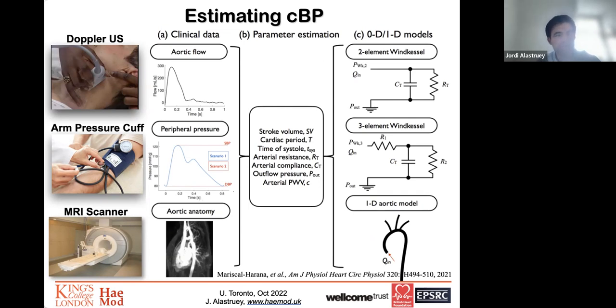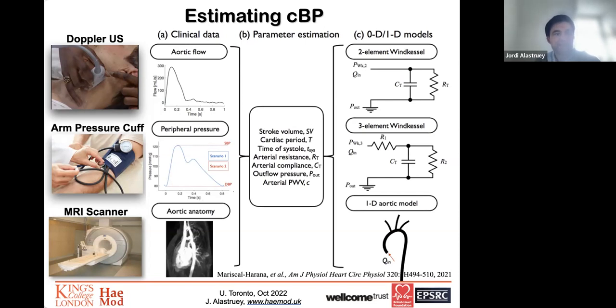And the input data is shown on the left, and is the blood flow pumped by the heart into the aorta, measured by Doppler ultrasound or PCMRI, the blood pressure measured in the arm using a standard pressure cuff, and for the 1D model only, also we require the anatomy of the upper part of the aorta, measured by MRI. And then from this input data, we can estimate cardiac and vascular parameters that are then fed into the 0D or the 1D models to produce the desired central blood pressure as output.